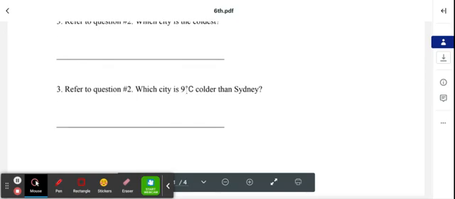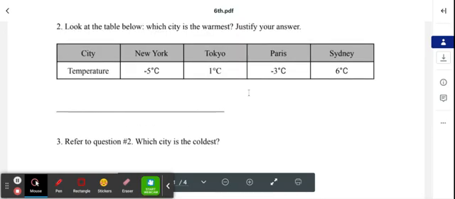Which city is 9 degrees Celsius colder than Sydney? You just subtract 9 from 6, so you get -3 degrees Celsius, and that's Paris.